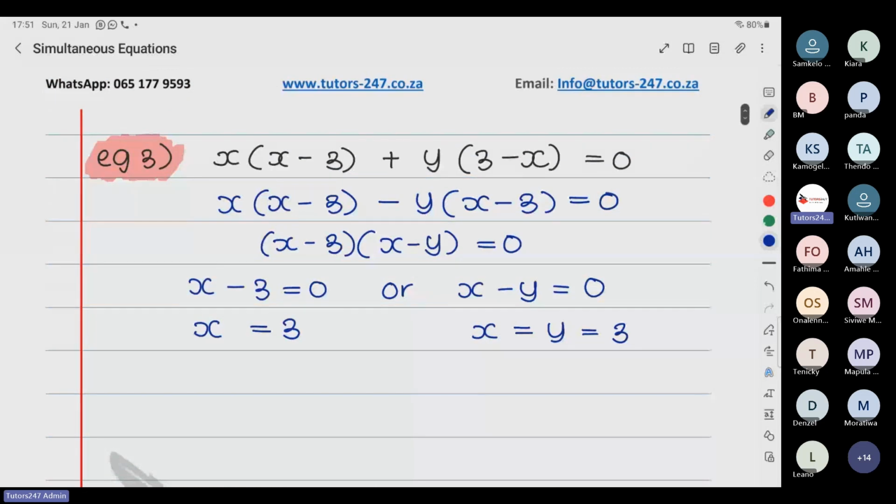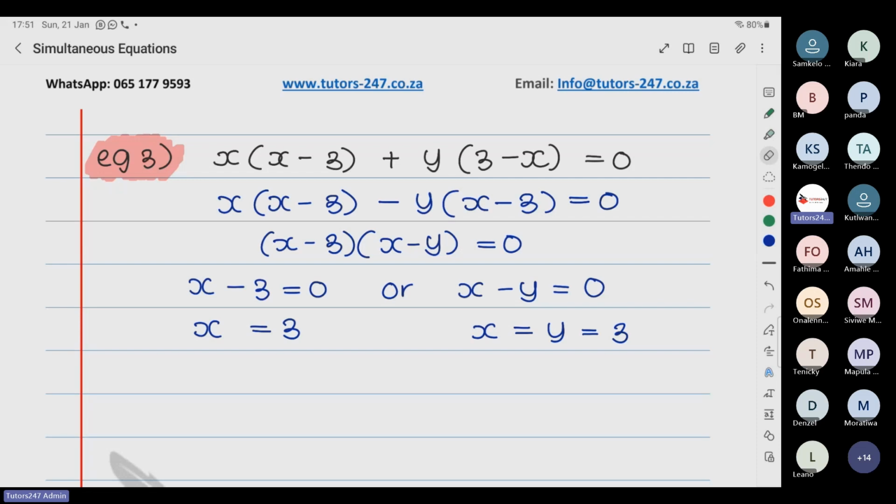And that is it. If you want to check if your answer is correct, substitute back into the original equation. So here x is 3, y is 3. If you put this into your calculator, you'll end up with 0. So we know our solution is correct. If you want to test whether or not what you did is correct, always substitute it back into the original equation. If the left-hand side is equal to the right-hand side, then you know that you are correct.